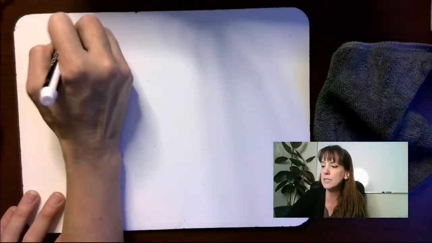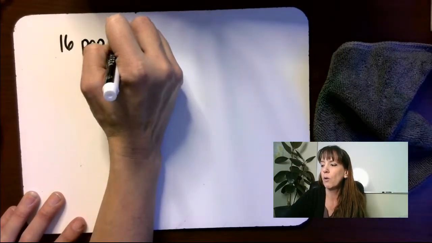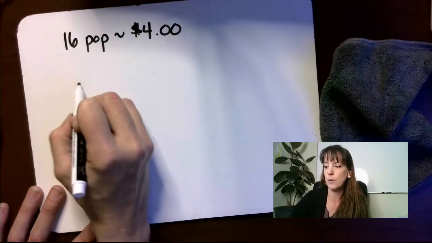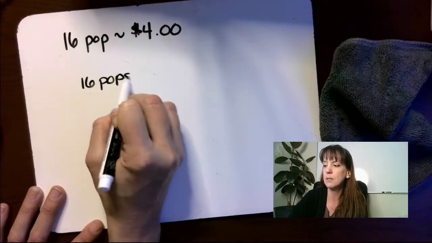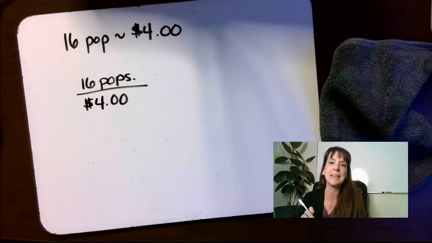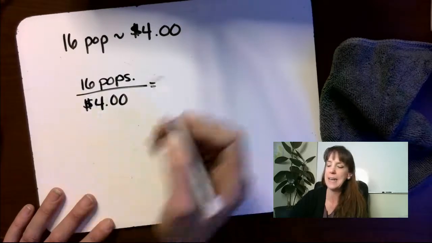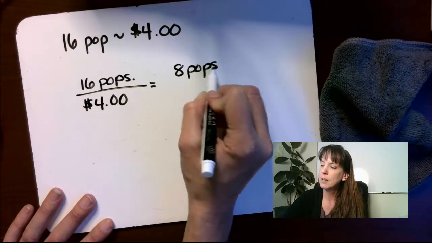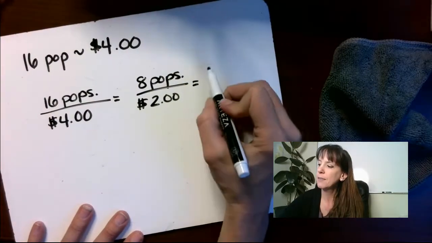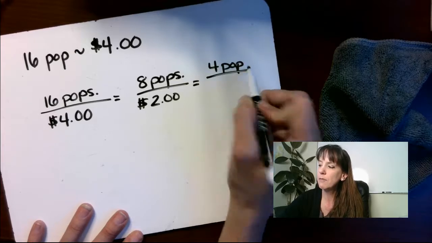The first example says, if 16 popsicles cost $4, what was the price of each popsicle? So 16 popsicles for $4, right? So I'm going to write that as a ratio, and remember a ratio is just a fraction. The way that we can do this mentally is by cutting things in half. If I cut both of these in half, what I get is 8 popsicles for $2, and then what I get from there is 4 popsicles for $1.